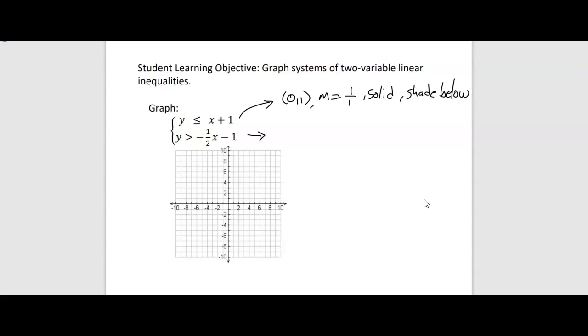The second one, the point (0, -1), the slope is -1 over 2. It is a dashed line because there's no equal sign, and shade above because it's greater than.